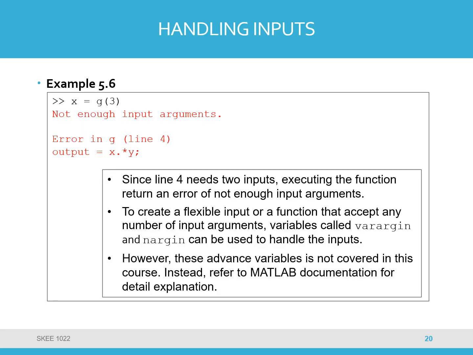Remember that the g function you created before has two inputs. But this one only has one input. It means that it doesn't have enough input arguments, so it will produce an error. Basically, you have to make sure that the input is enough, not too much, not too little. If the input is 2, you have to put 2 inputs.